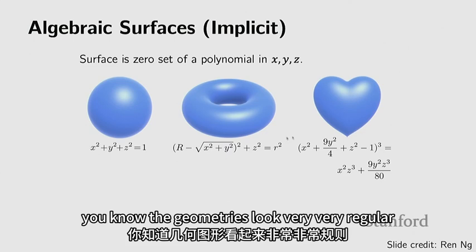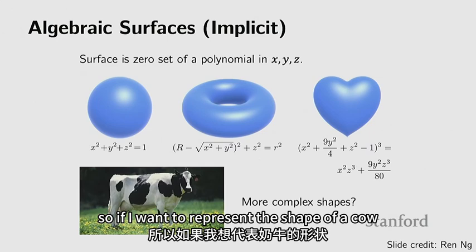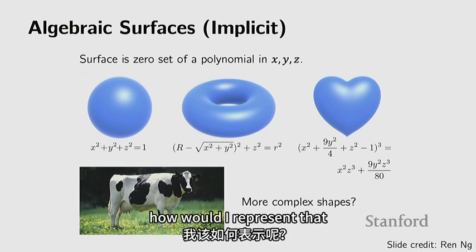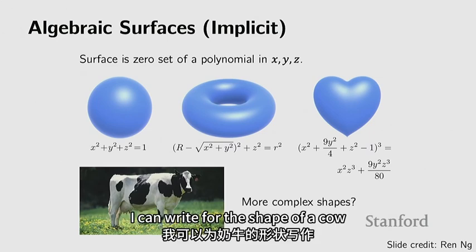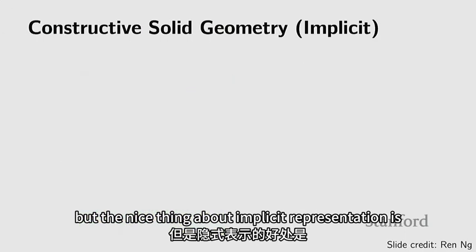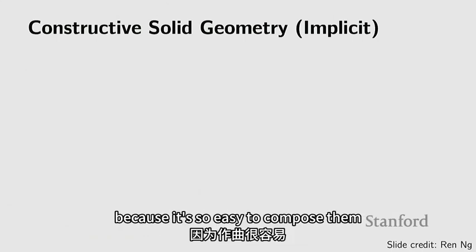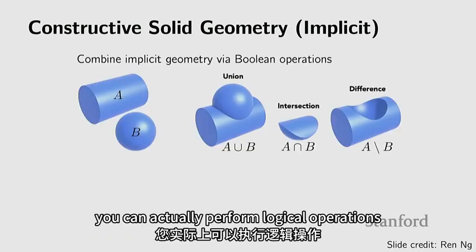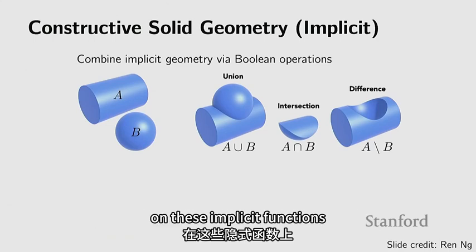The geometries look very, very regular. So if I want to represent the shape of a cow, how would I represent that? What would be the function I can write for the shape of a cow? It's just not obvious. But the nice thing about implicit representation is you don't have to write everything in one shot because it's so easy to compose them, right? You can actually perform logical operations on these implicit functions.